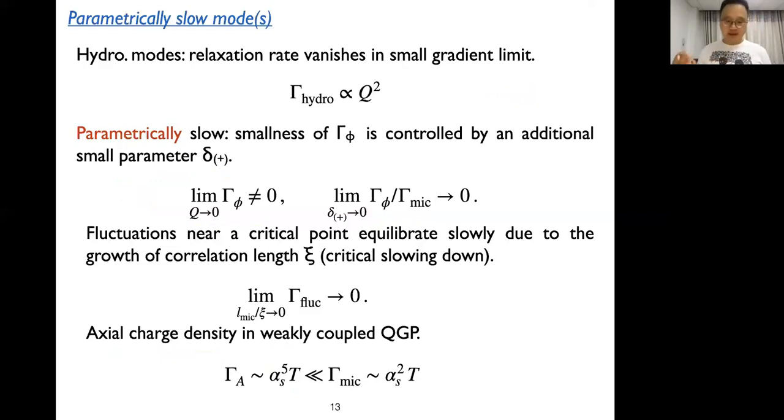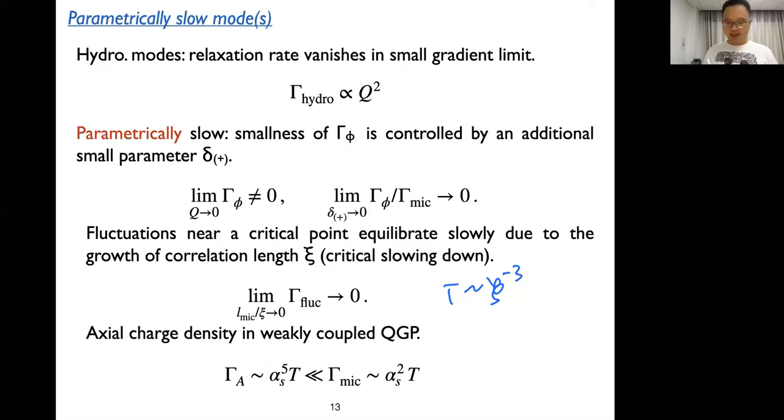If we are talking about the fluctuations, then the parameter is the inverse of the correlation length, because, for example, gamma scales with psi to some inverse powers. If psi goes to zero, meaning you are infinitely close to the critical point, then the equilibration rate of the fluctuations will vanish. Okay. And this is one example.